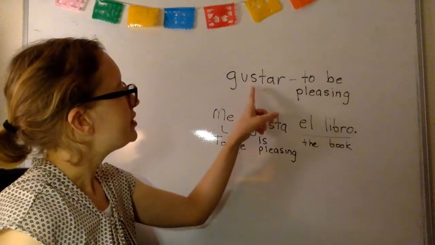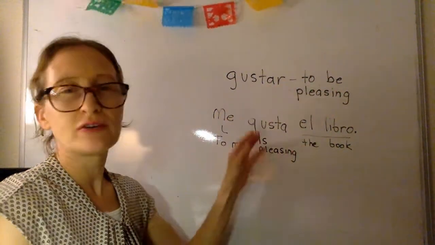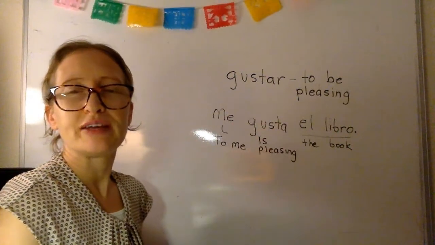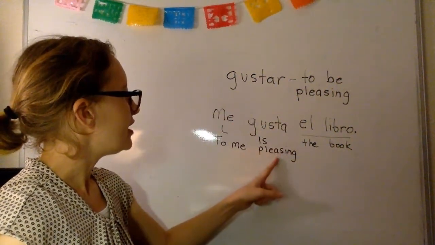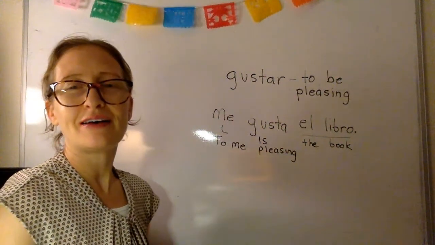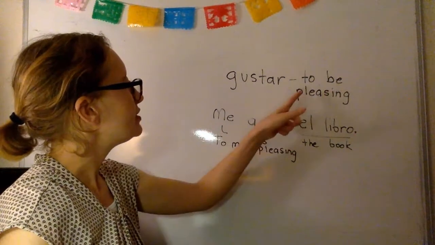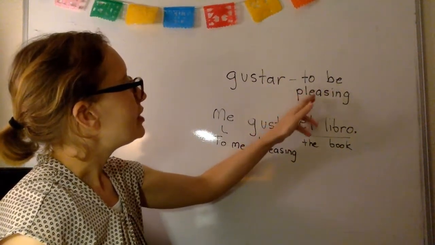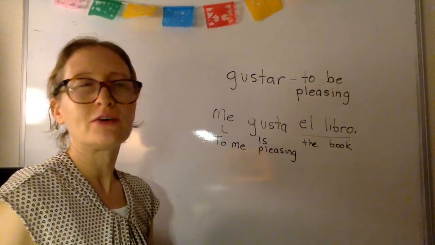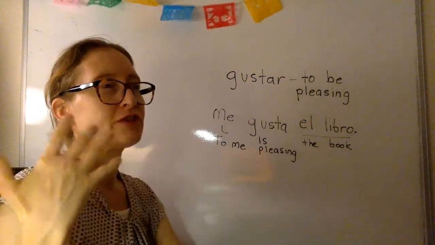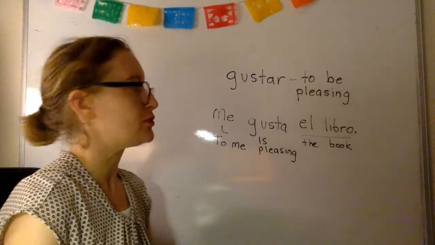Now, if you translated gustar as to like, then it's more difficult to manipulate this sentence or to formulate it. The book, like to me, that's not very clear to an English speaker. So, for that reason, it's very helpful to translate this verb as to be pleasing, or at least to have that sort of translation in your mind as you're working with sentences with gustar.